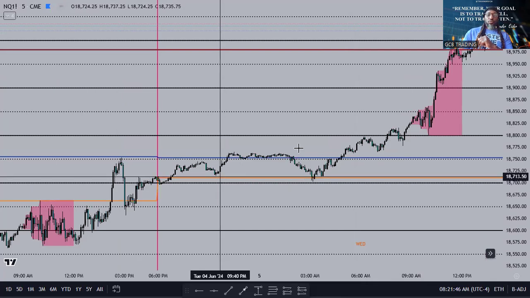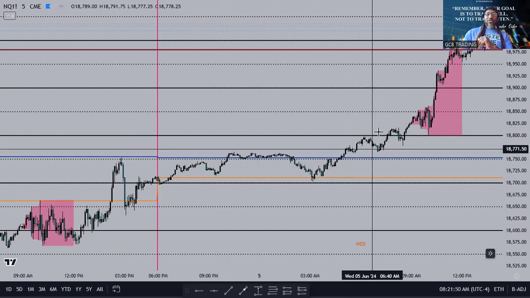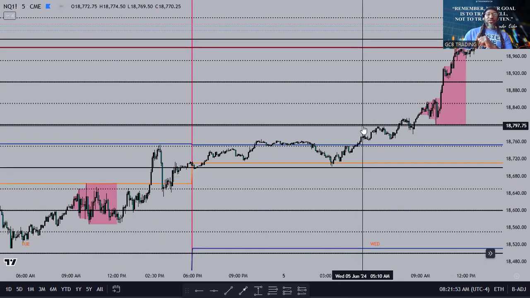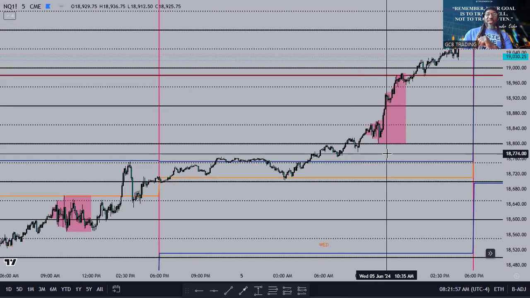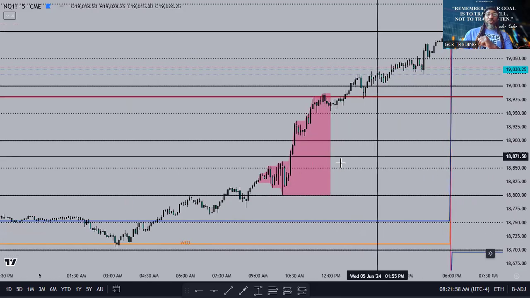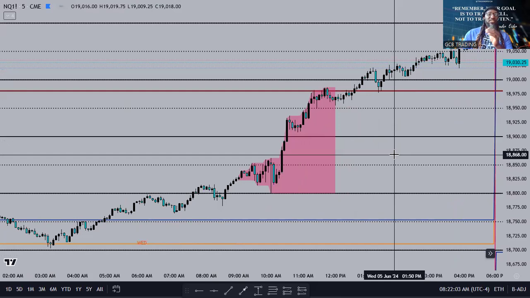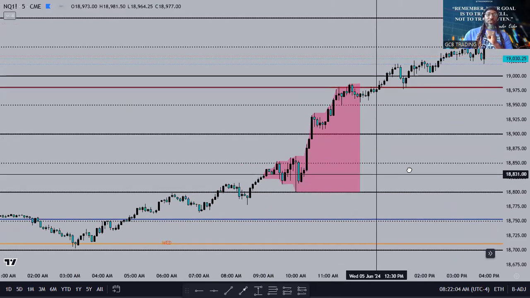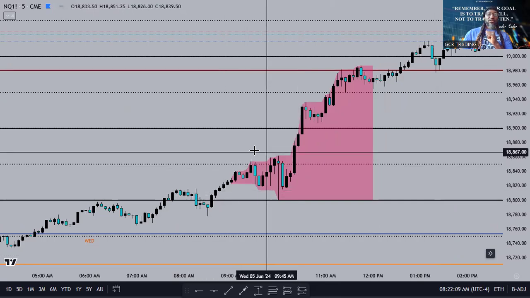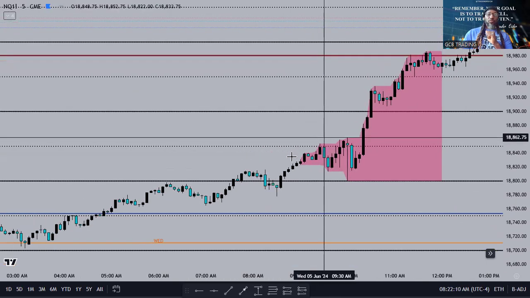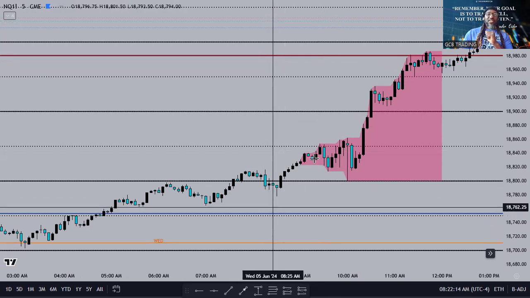So once we come into our session, we can see that price is making higher highs and higher lows. Now, previous day's high has been triggered, but we need confirmation. All right. So what is price telling us? We're making higher highs and higher lows. We're in an uptrend. Price is trending up, even though our previous day's high has been triggered.